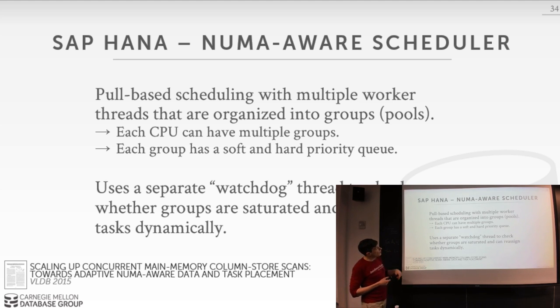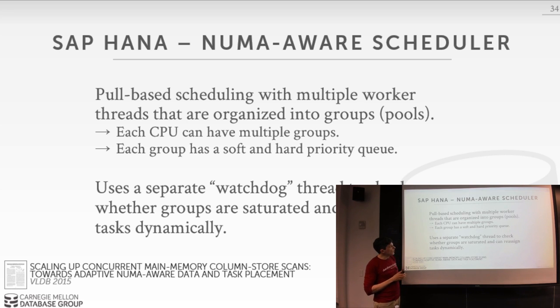What HANA is going to do is pool-based scheduling, but instead of having a single worker per core, they're going to have pools of workers per socket. And there are going to be multiple pools, or groups as they call them, per CPU. Each of these groups is going to have two queues: a soft queue and a hard queue. The soft queue says that any other thread running in the system is allowed to steal tasks from any other group's soft queue. But in the case of the hard queue, no one is allowed to steal that. Only the workers that are assigned to that pool are allowed to execute it.